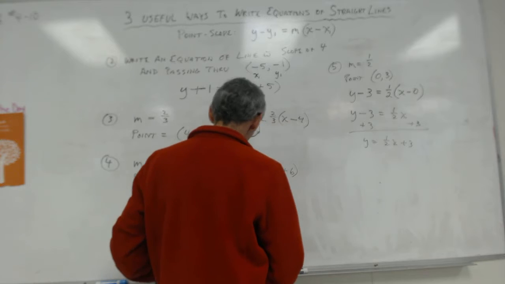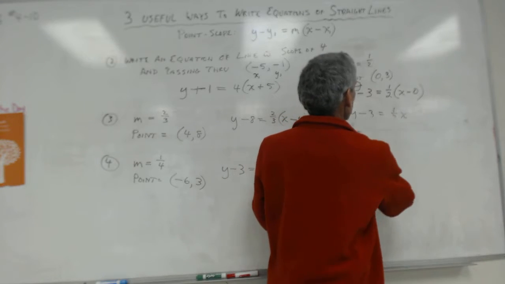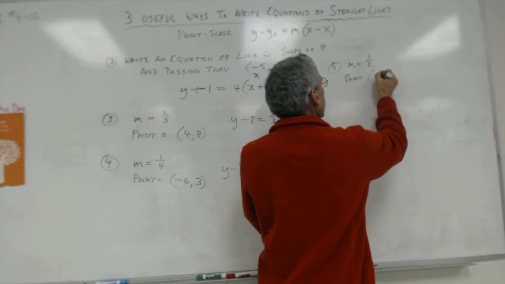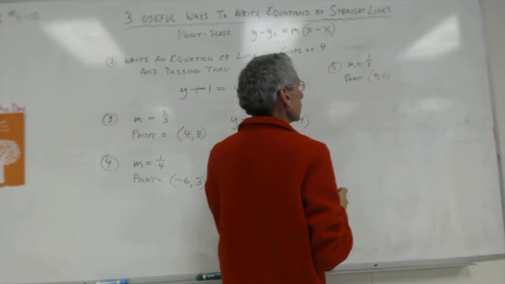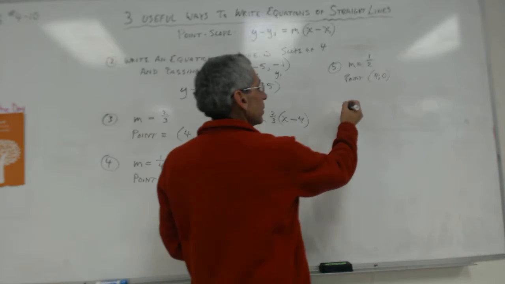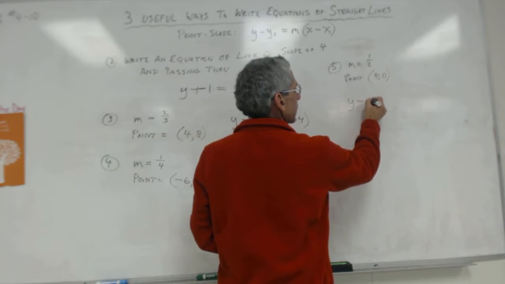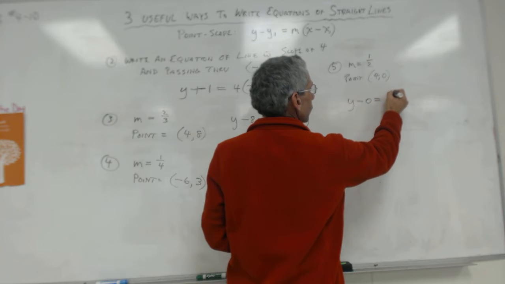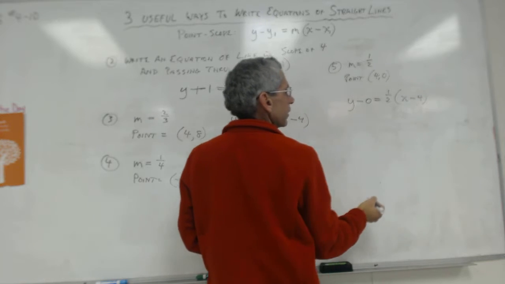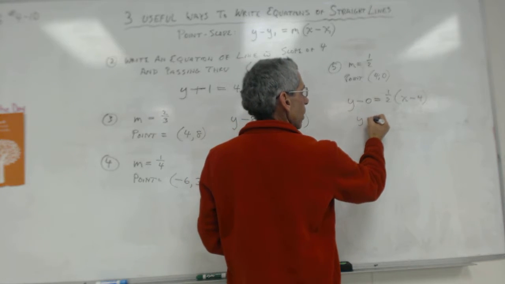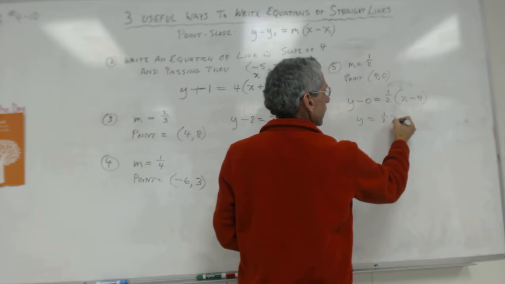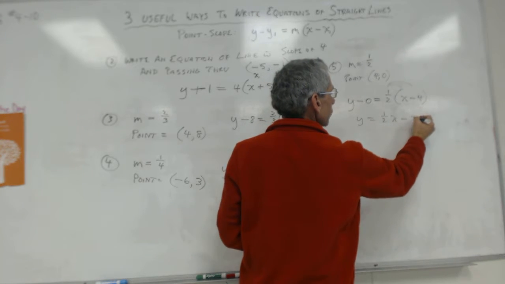What if I gave you this? Let me just show you another thing. You'll understand this in a minute. What if I gave you this point? 4, 0. What would it be? Y minus 0 is equal to 1/2 x minus 4, right? Which is really y is equal to 1/2 x minus half of 4, which is 2.